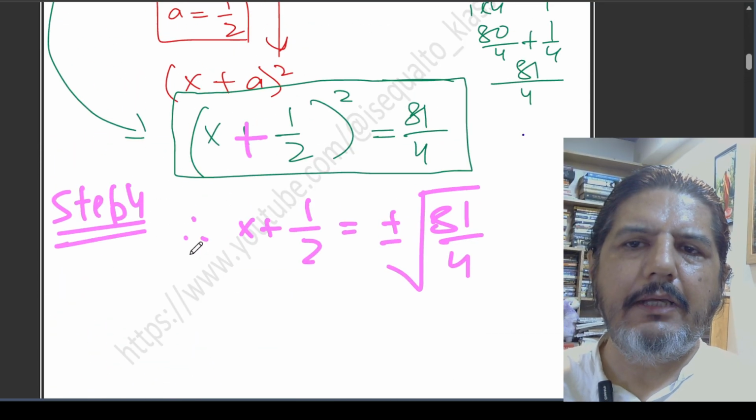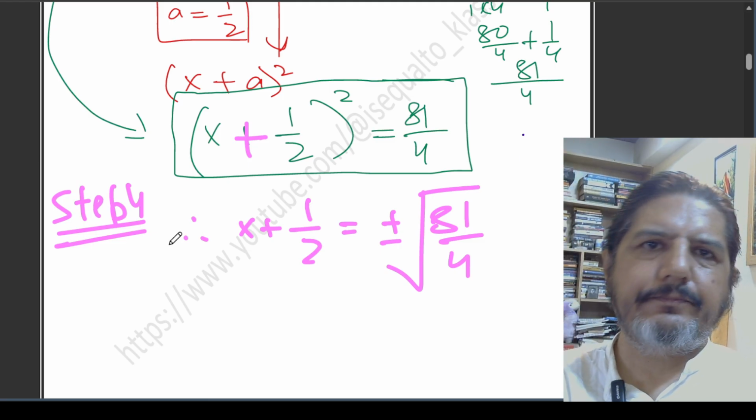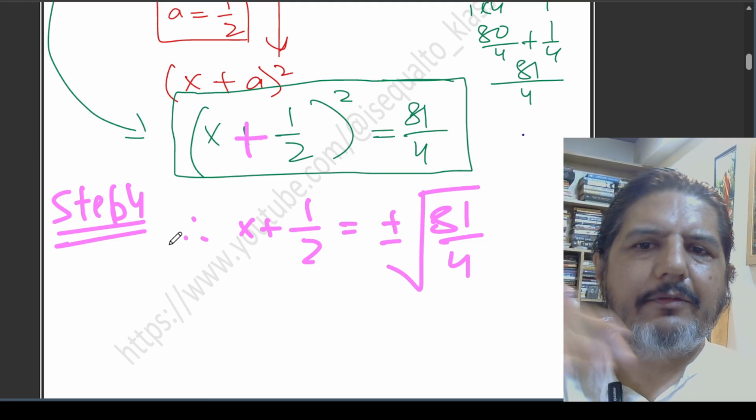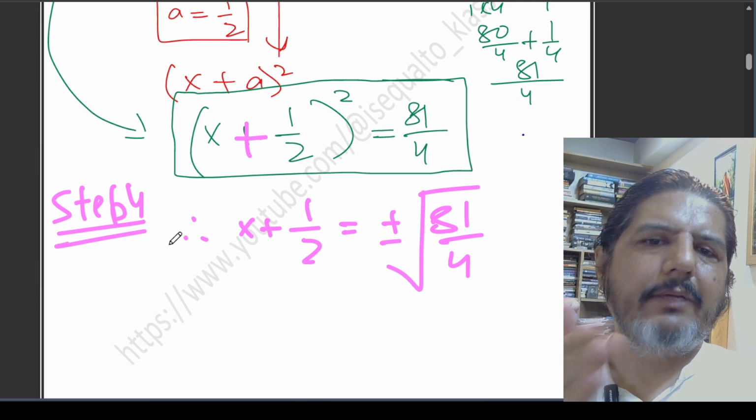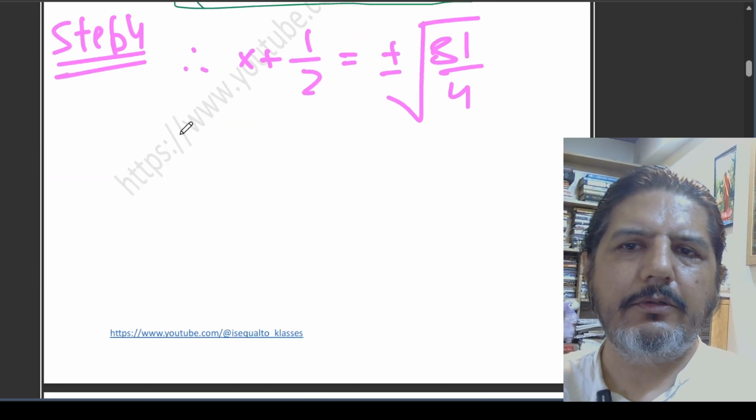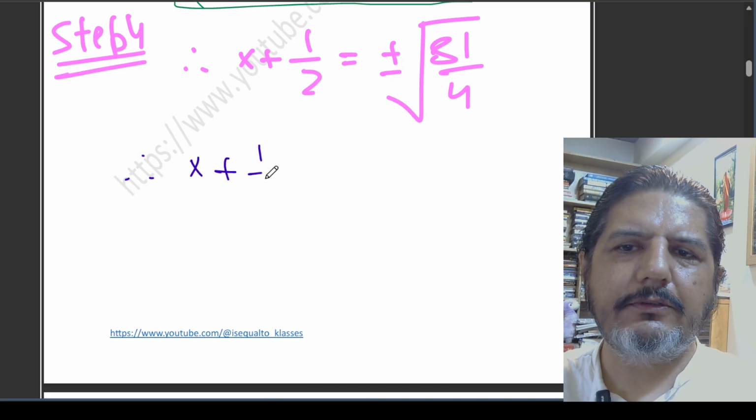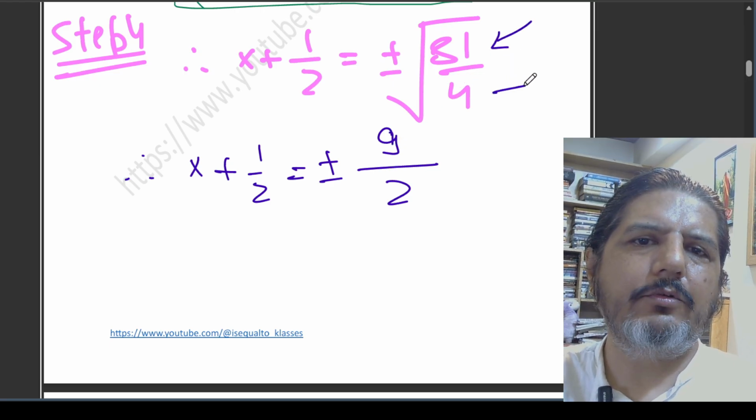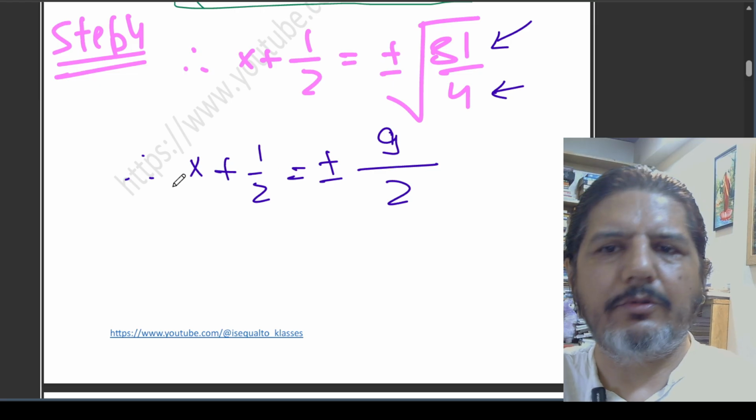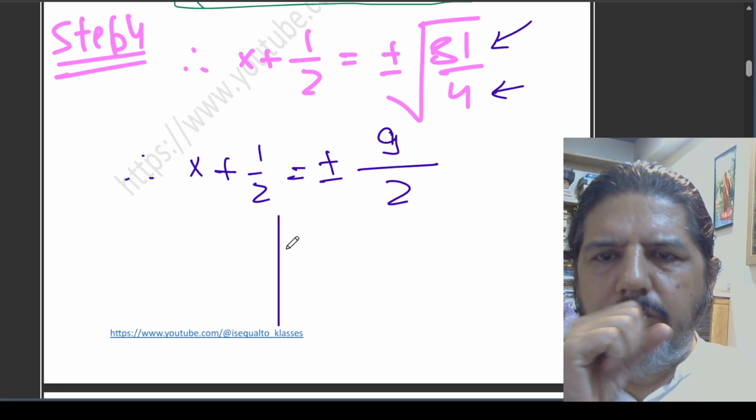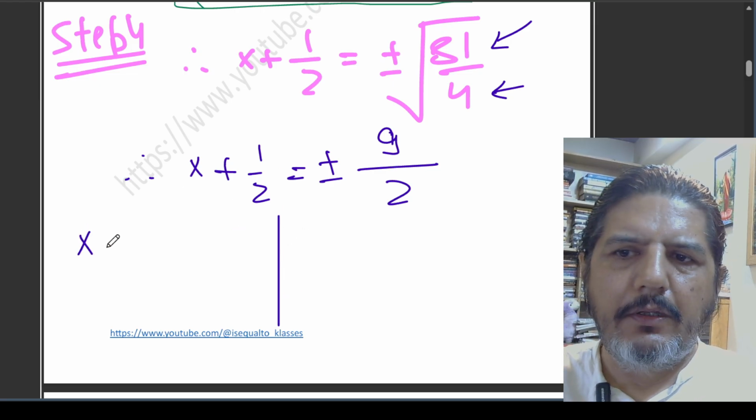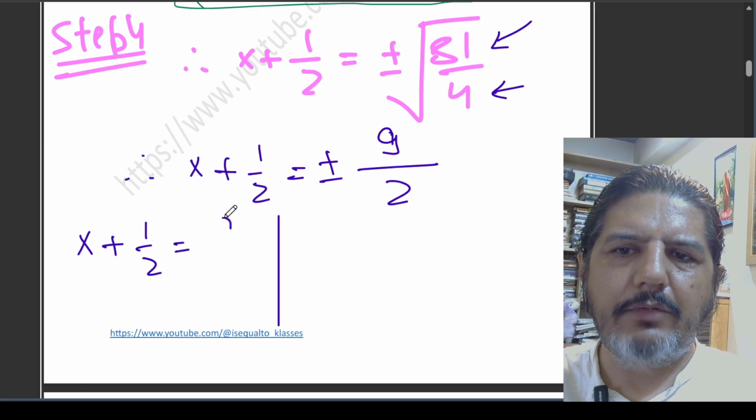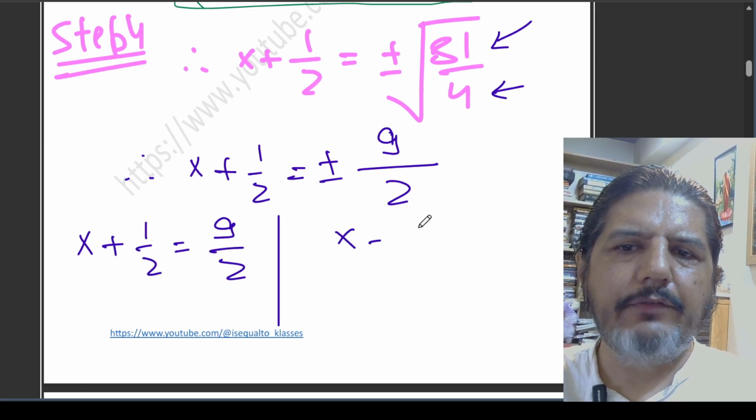So similarly, if x plus half whole square is equal to 81 by 4, then x plus half would be equal to plus minus root 81 by 4. And therefore, x plus half would be equal to plus minus 9 upon 2. Why 9 upon 2? Because root of 81 is 9, root of 4 is 2. So this would be plus minus 9 upon 2. Now, we'll have two answers. In first case, x plus half would be equal to 9 upon 2. In second case, we'll have x minus half is equal to minus 9 upon 2.